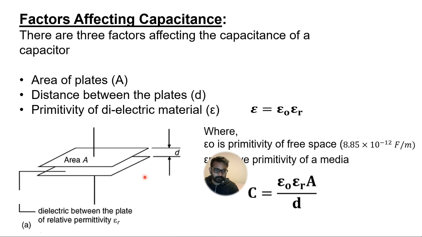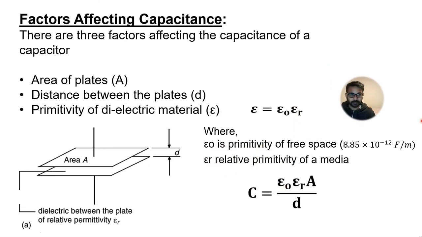Now, the last topic which we have to study in this lecture is the factors affecting the value of capacitance. Basically the value of capacitance is affected by these three factors. The capacitance depends on the area of the plate, and it depends on the distance between the two plates, and it depends on the permittivity of the dielectric medium between them. So we have seen this diagram before.